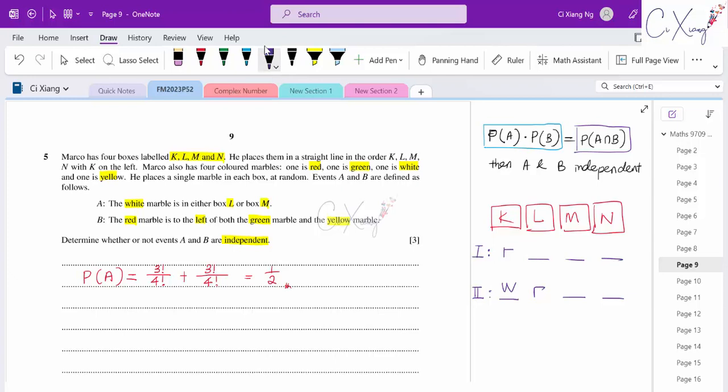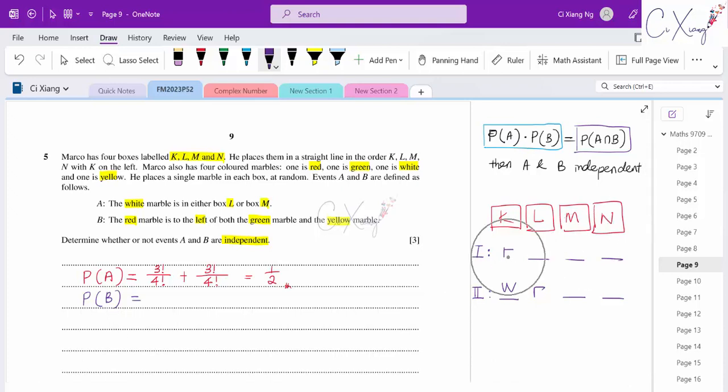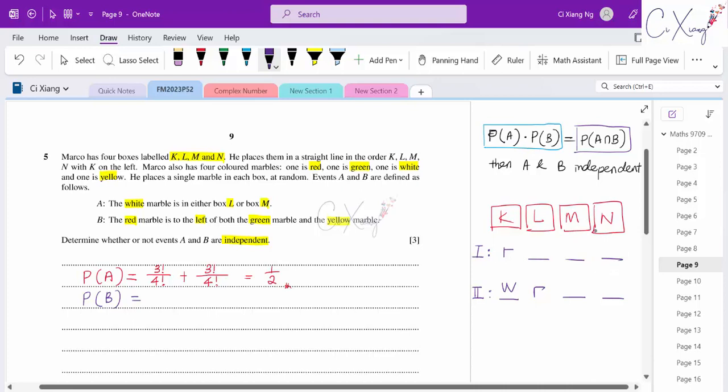Let us consider the calculation for the probability for event B. For the first case, I fix the R in the box K. Therefore, I can put any color of the marbles in any box of L, M, N. So I want to arrange three different colors in three different boxes.